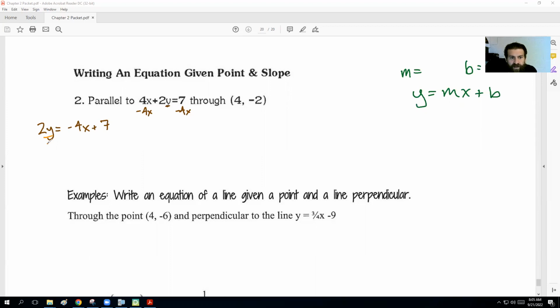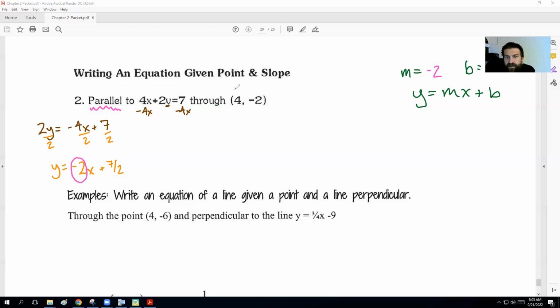Then we can go through and divide by 2 on all numbers here, and we get y equals negative 2x, and then that doesn't come out nice, so we'll leave it as a fraction. All right, so this is not our answer. This just tells us the slope that we wanted it to be parallel to. So our m is going to be negative 2. We want it to be parallel, so it's going to be the same.